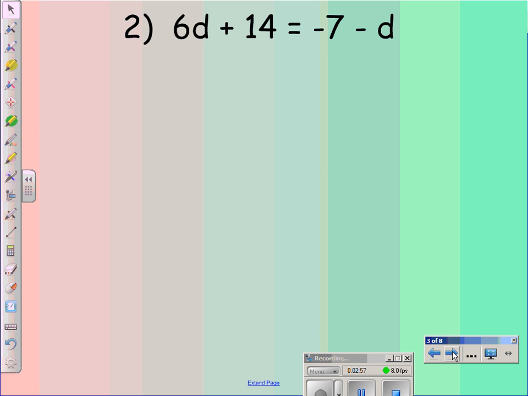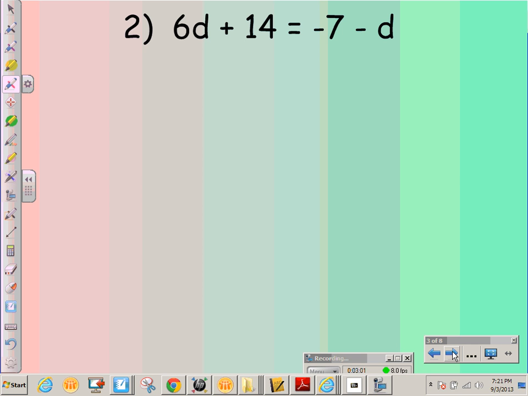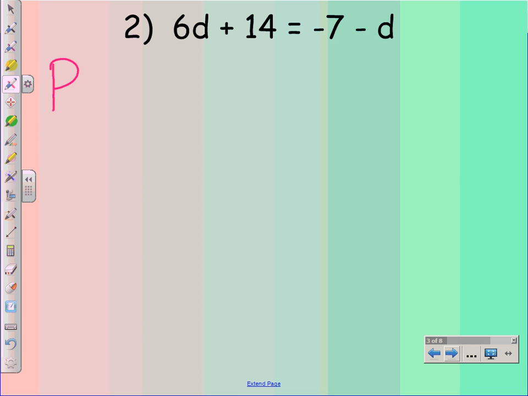Moving on to number 2. Oh my goodness, that one's up there tall. I think I can handle it. Remember our P, L, M, S. So if we have parentheses, we have to take care of those. I don't see any parentheses. Do we have like terms? Well, not on the same side of the equation, we don't. How about the M part?